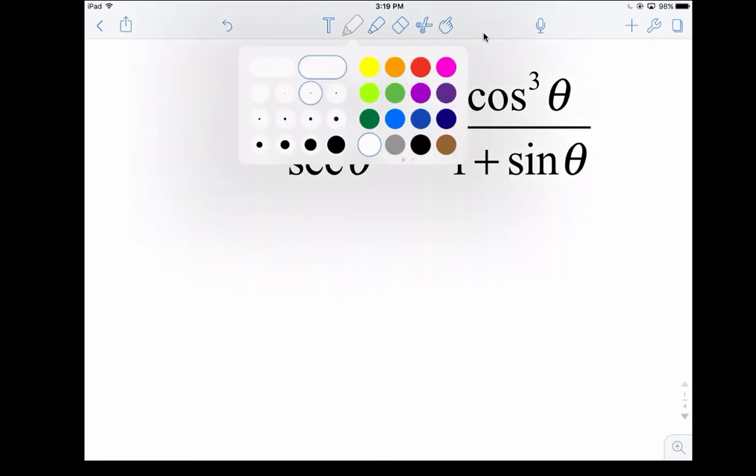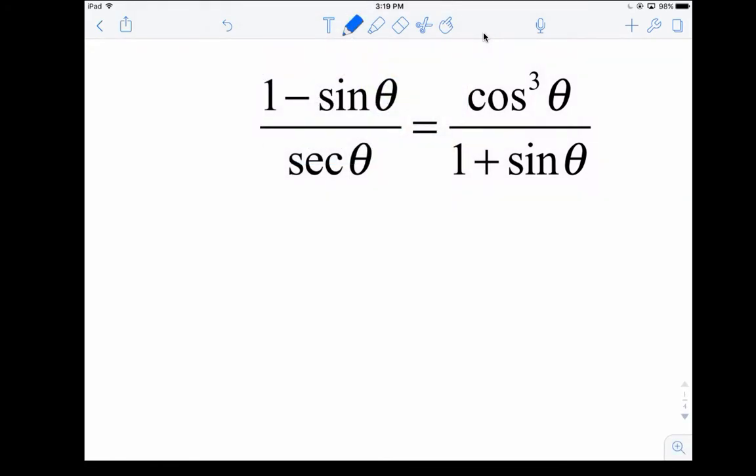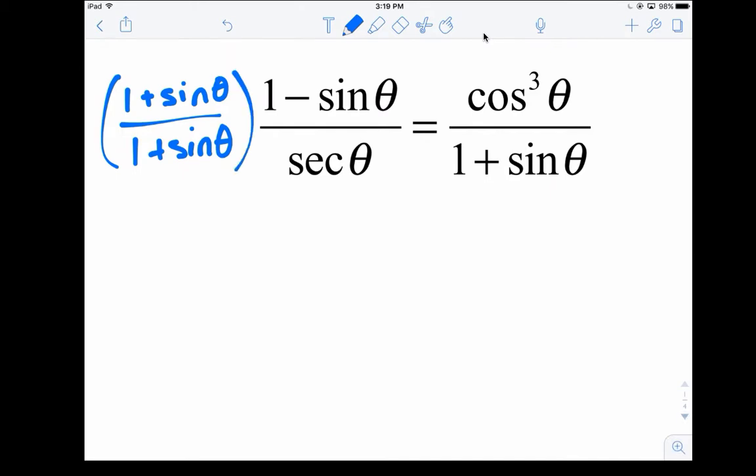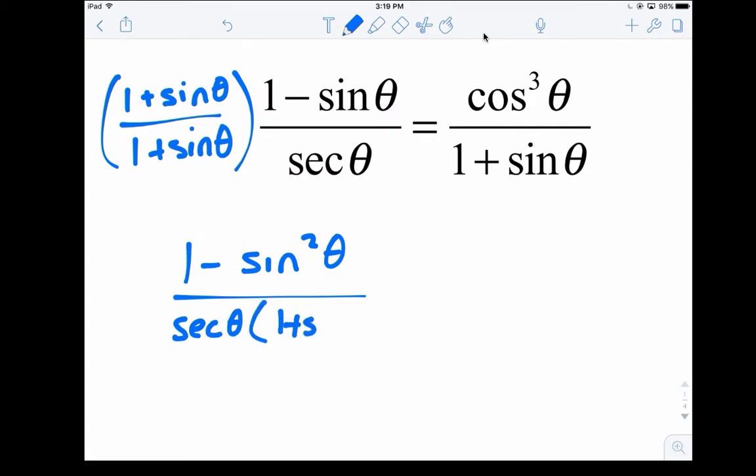So you're going to multiply the top and the bottom there by 1 plus sine, because that's the opposite of that factor. When you do that, it's a difference of 2 squares. So you have 1 minus sine squared, and then on the bottom you have secant times 1 plus sine.